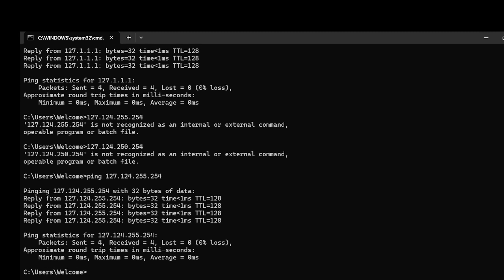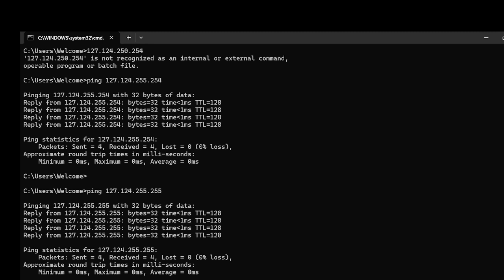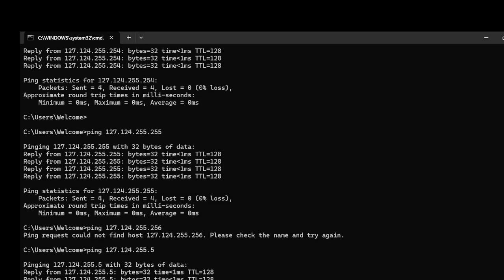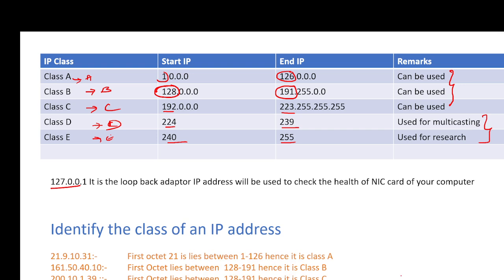I think last digit, let me check. See, for loopback adapter, I think it should be fine. See, 255. If you put 256, it says, please check the name and try again. Ping could not find the host 127.124.255.256, because 256 is an invalid IP address as the range is crossed. If you just make it 252, even 255, it will work. So 127 is an IP address called the loopback adapter IP address.